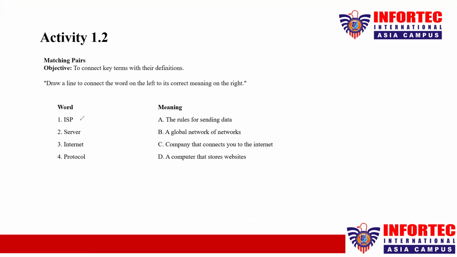So here, the word ISP. What is the meaning of ISP, students? Can someone tell? Internet service provider. Yeah, it is internet service provider. From these four meanings, what are you going to connect? A, B, C, D. C. Yes, excellent. It is C, the company that connects you to the internet.